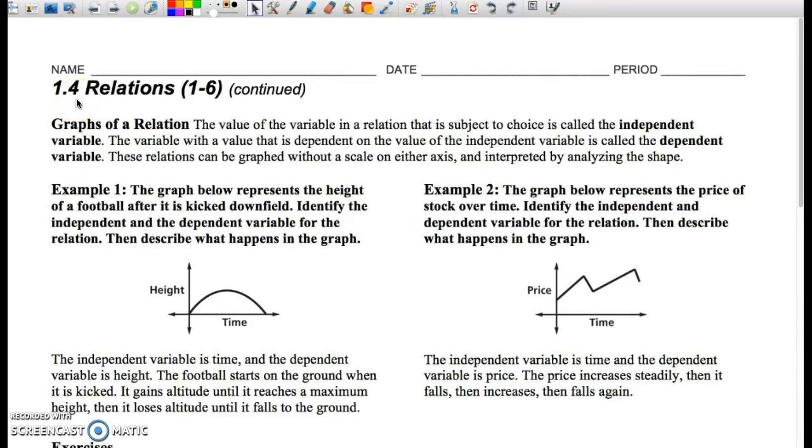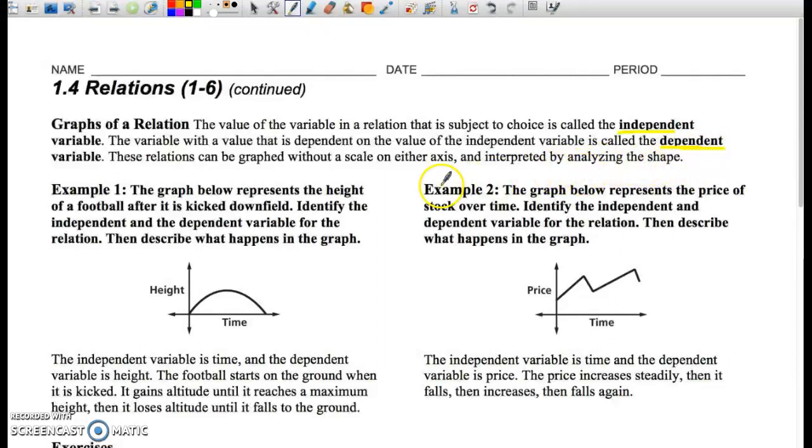Okay, the last part of the lesson is actually analyzing those relations that we were just representing. The graphs of relations essentially are made up of two variables, a variable that is known as the independent variable and one that is known as the dependent variable. These are very important words, and it's important to be able to differentiate between the two. The definitions that we have here is that the independent variable is the variable that is subject to choice, and the dependent variable, as the name would suggest, depends upon the independent variable. As we go through a couple of examples, hopefully the meaning of those words will become a little more clear.